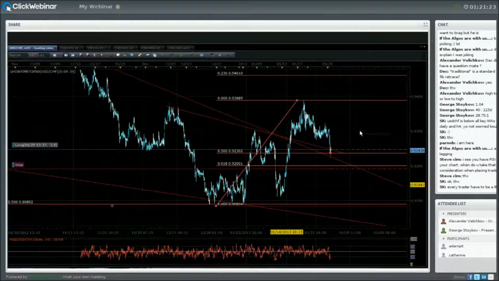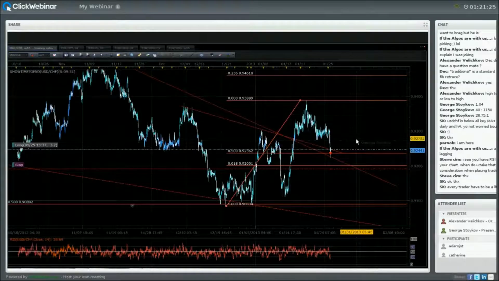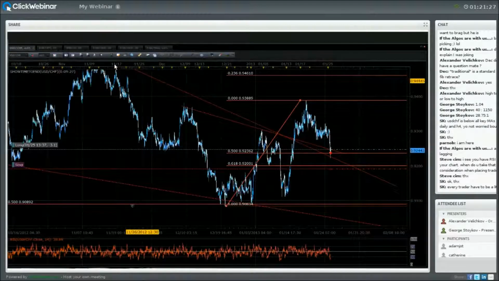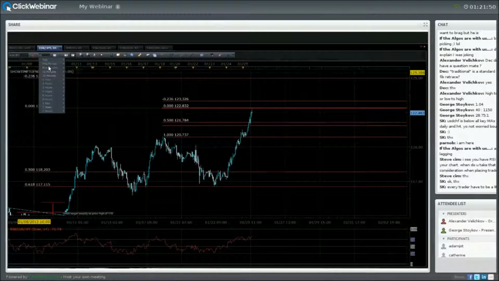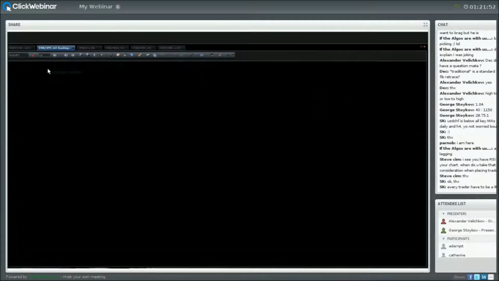So I just like the pattern. Could I be wrong? Of course. But you know, it is a game of statistics. It is not about how right you are or how wrong you are. It is about how much you make when you are right and how much you lose when you are wrong. And I think I'm good at making quite a bit when I'm right, and losing quite a little when I'm wrong. So yeah, I just want to show something on the Euro Yen.